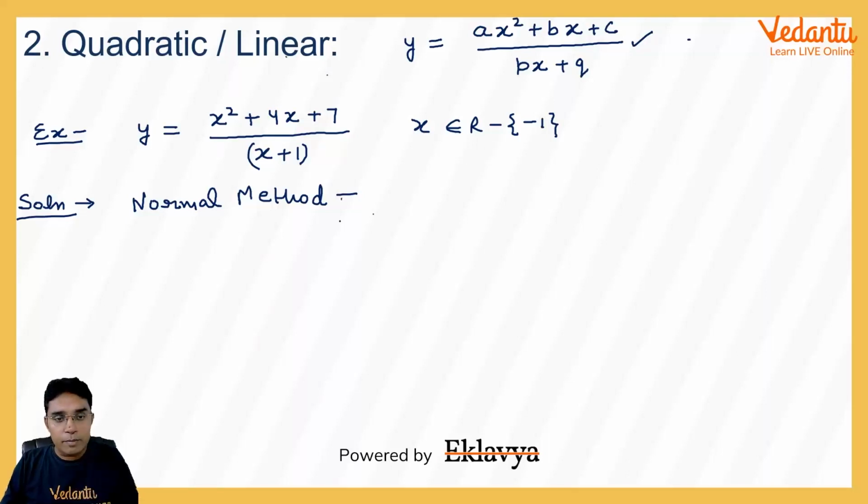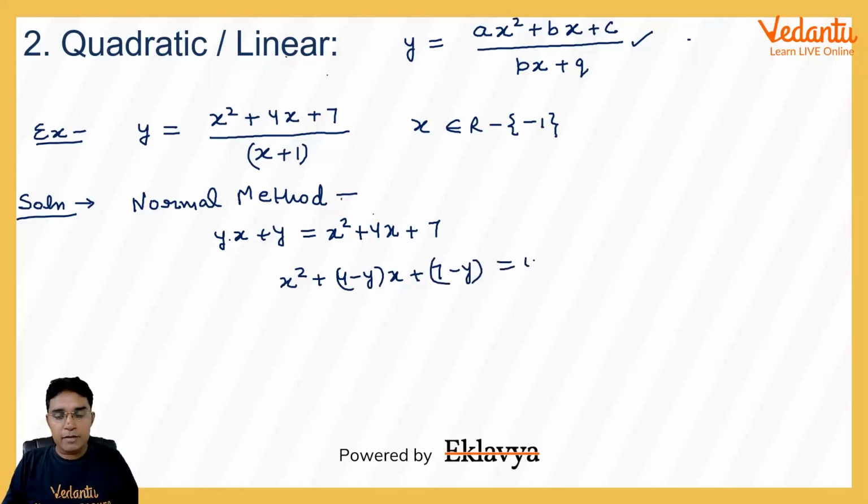Now what is the normal method? I think the normal method is once again that you do the cross multiplication. So y into x plus 1 is equal to x square plus 4x plus 7. Then we make a quadratic: x square plus 4 minus y into x plus 7 minus y is equal to 0. And then we solve for D greater than or equal to 0. And whatever values of y we get, that is the answer for the range.